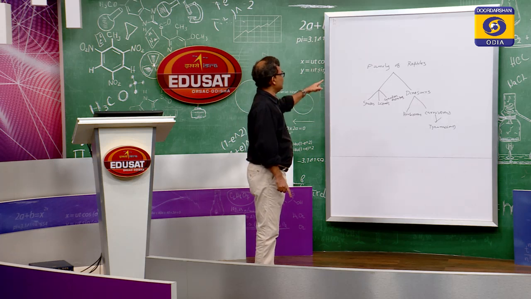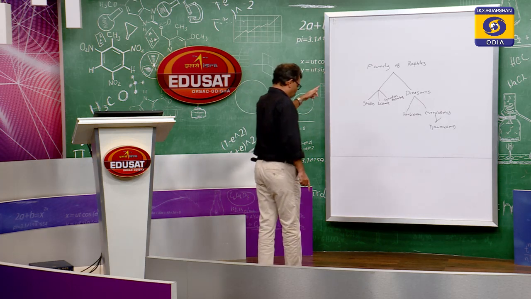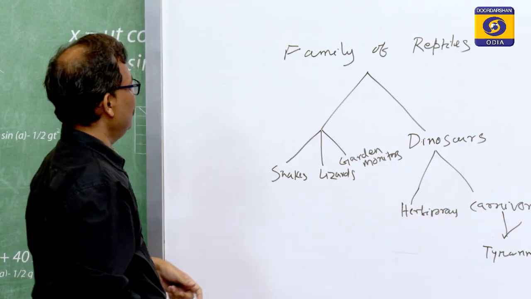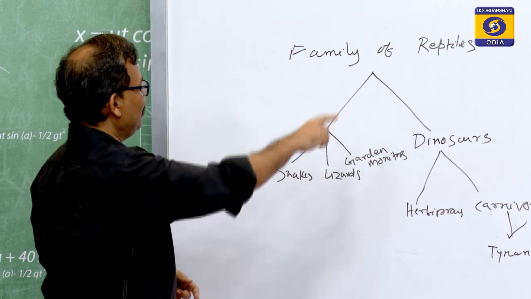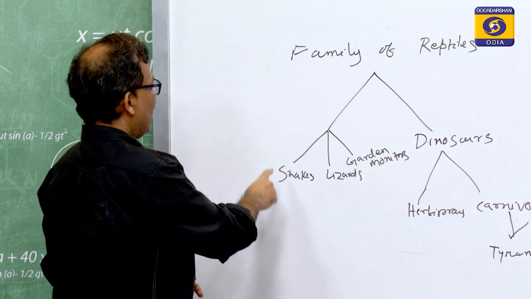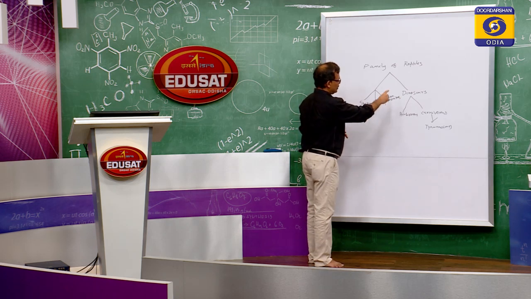You just see this diagram, it is called a tree diagram. So what have I written here? I have written here family of reptiles. Then I have made a binary division. On one side I have written dinosaurs, on the other side I have written snakes, then lizards, then garden monitors. Again, for dinosaurs I have made a binary division: herbivorous, carnivorous.